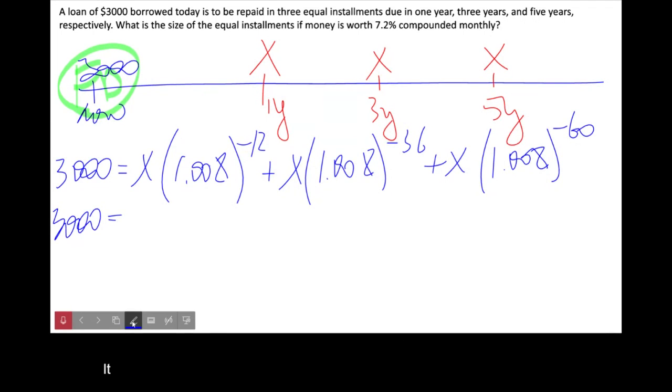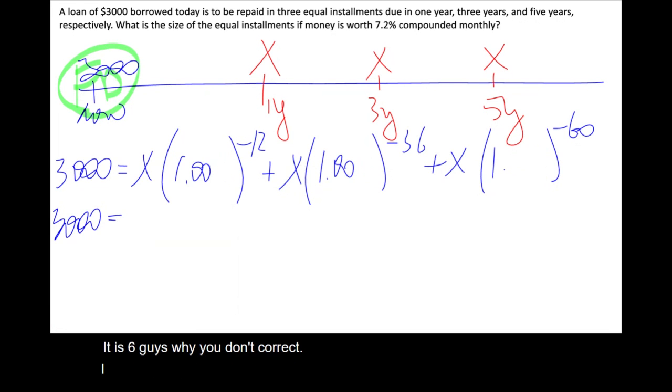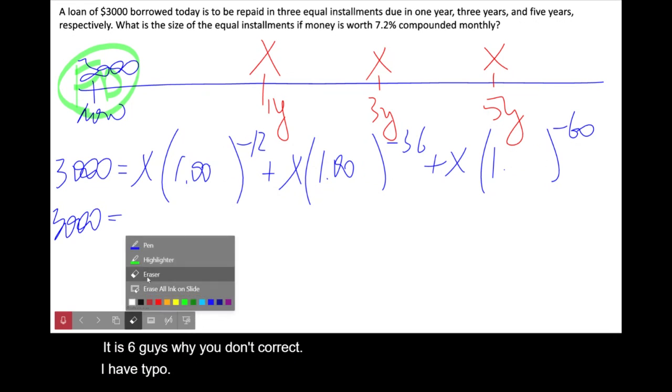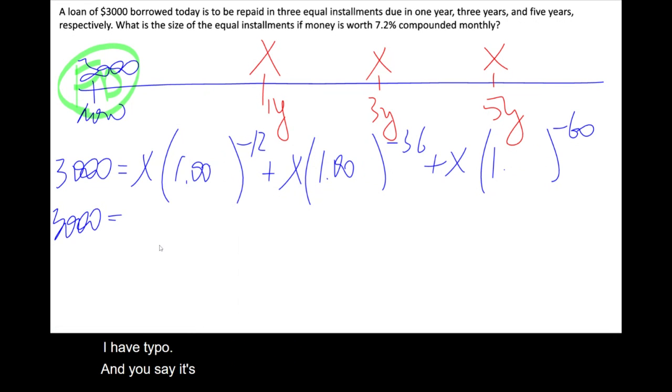It is 6. Guys, why don't you correct me? I have a typo, and you say, yeah, it's okay. It's not okay. Now it is okay.